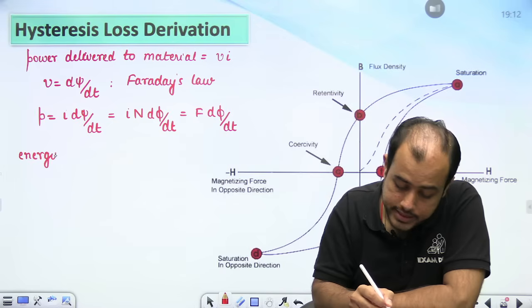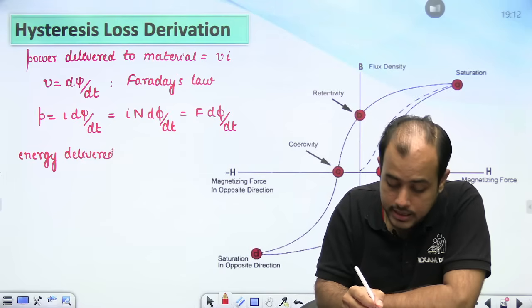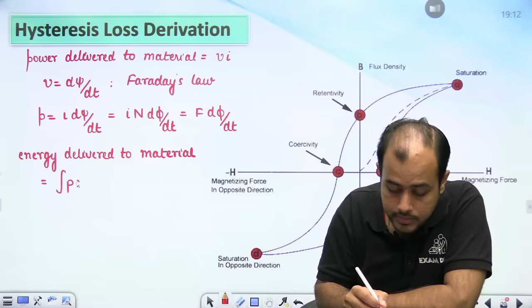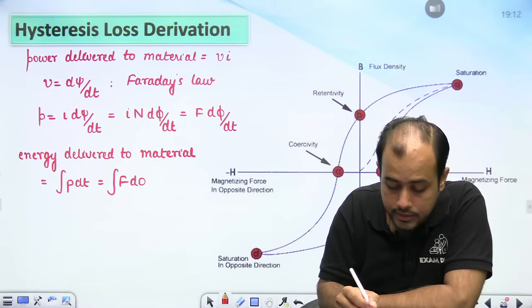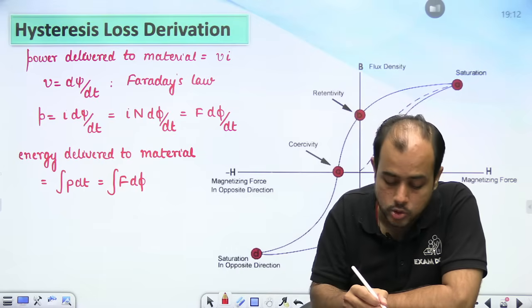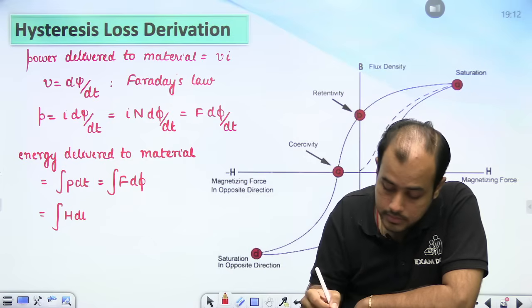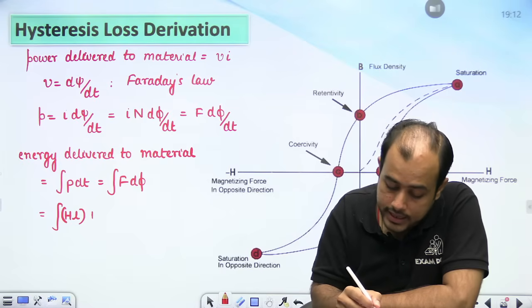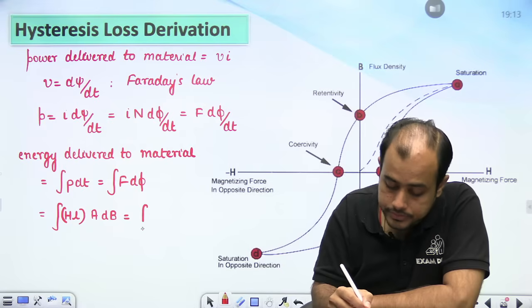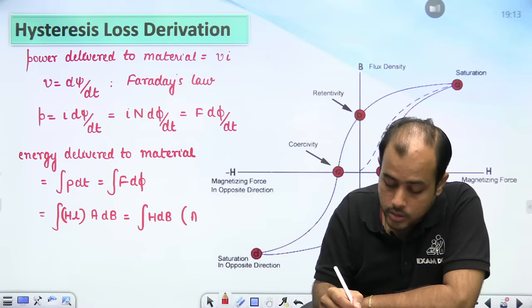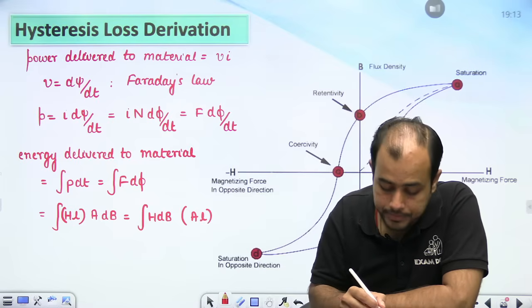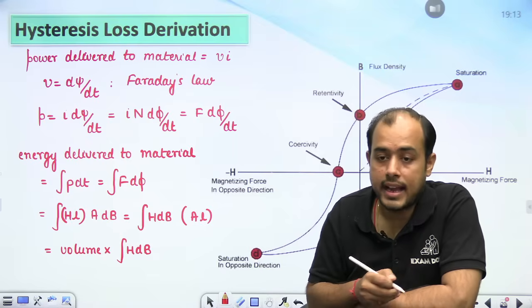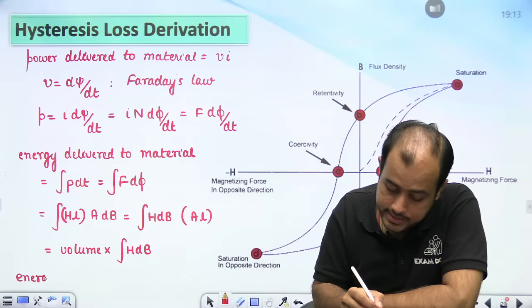So if you convert power to energy, what is energy beta? You have to integrate power. Energy के लिए क्या करोगे? Power को integrate करोगे, so you can write F d phi. F into d phi. Now F is h into L. This is from the Ampere's law. MMF is h into L. D phi is area into dB. So h dB into area into length. Area into length is volume. H dB.